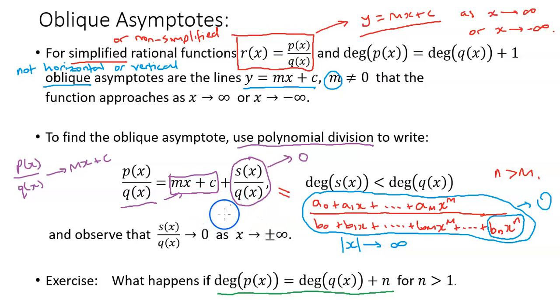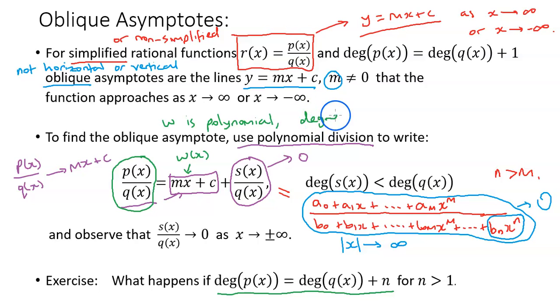then all that means is that when we do this exact calculation here, we're going to end up with some polynomial instead of a straight line to replace the mx plus c. So we'll have some polynomial, let's say w of x, where w is a polynomial, and the degree of w is going to be n. If you're not convinced that the degree of w is equal to n, you should pause the video and try and prove it.